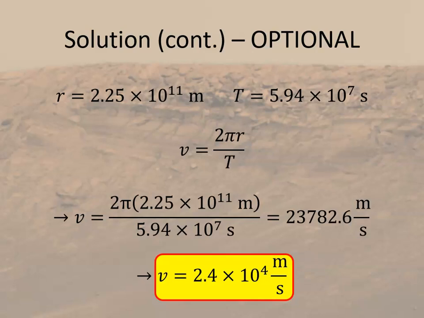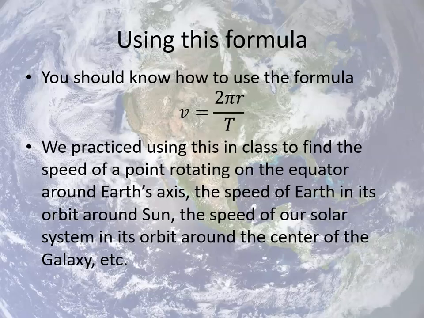Notice that that's slower than Earth's speed because Mars is farther out. Our sun's force of gravity on Mars, or at least the gravitational field at Mars, is weaker than the gravitational field at Earth. So now that you've practiced this, it's something that you should be able to use in the future. So keep that in mind.